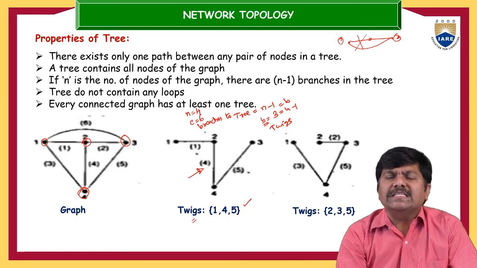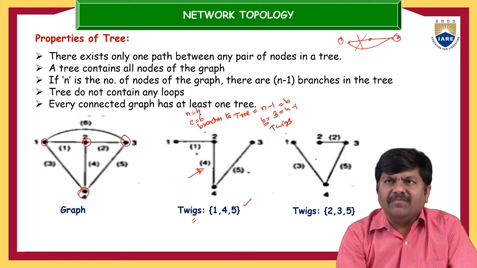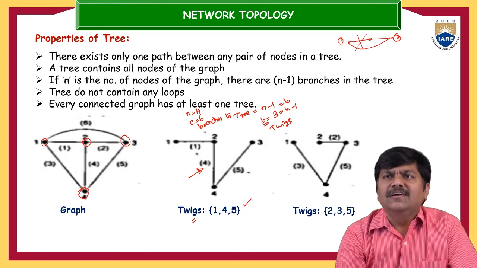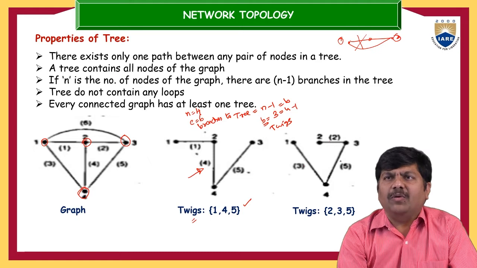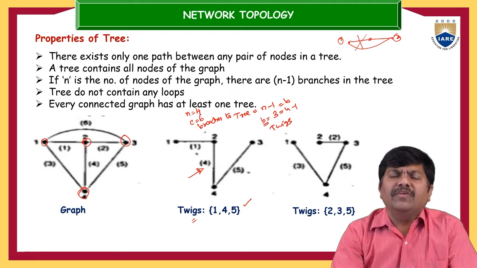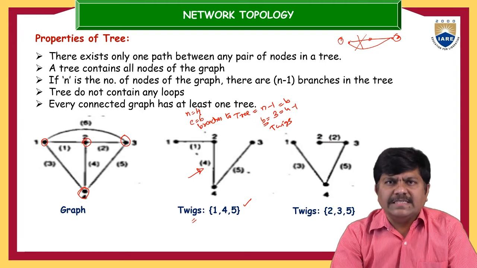And one more orientation of the graph, if you look, is also a tree. And what are the twigs? This tree was developed because of what type of branches? Those are the twigs, that is 2, 3, 5. So like this, we can develop a few more trees also, and we can clearly mark what the twigs are for that particular tree orientation.